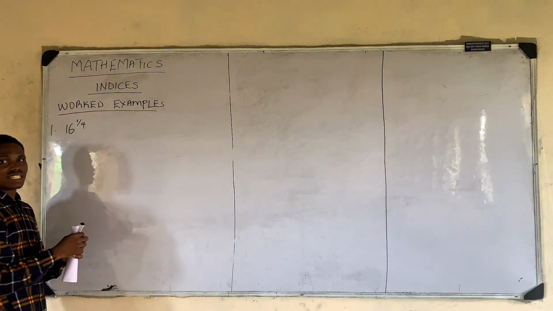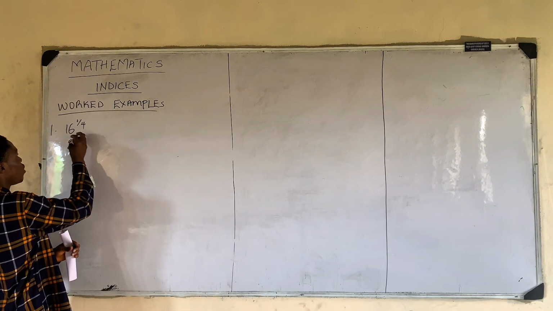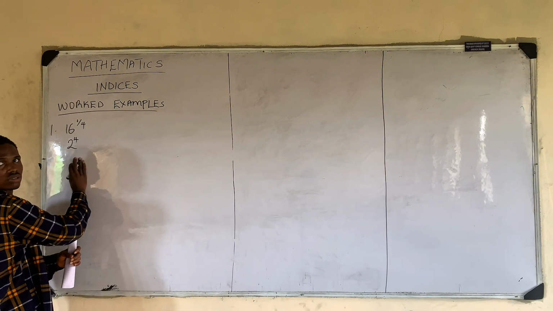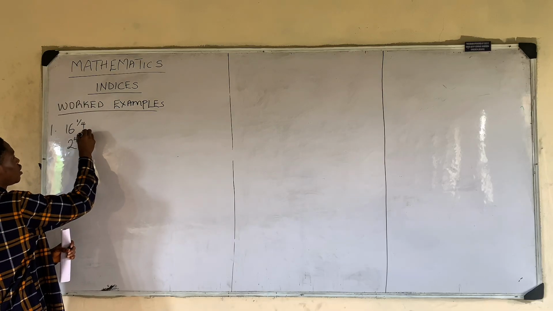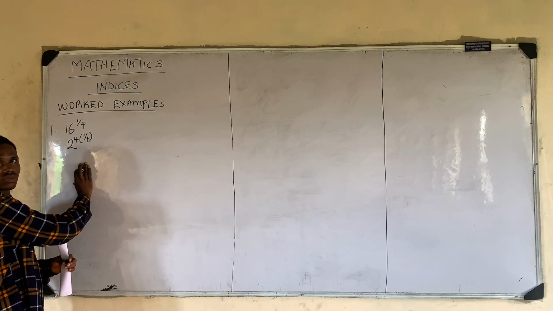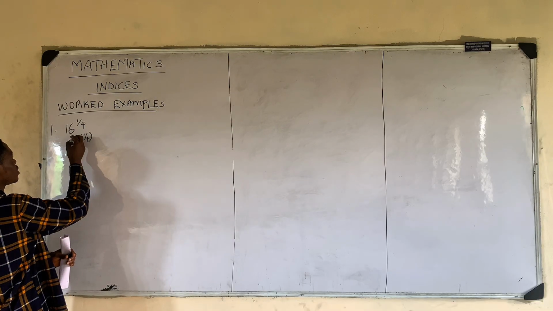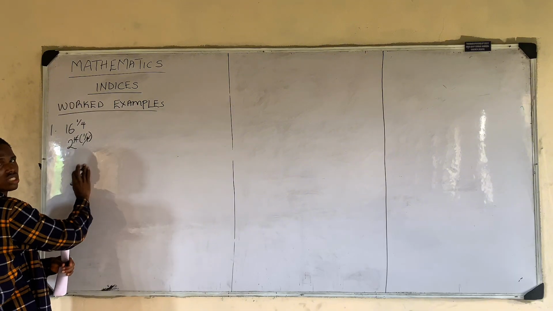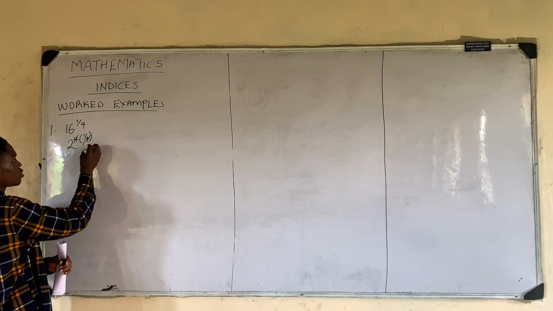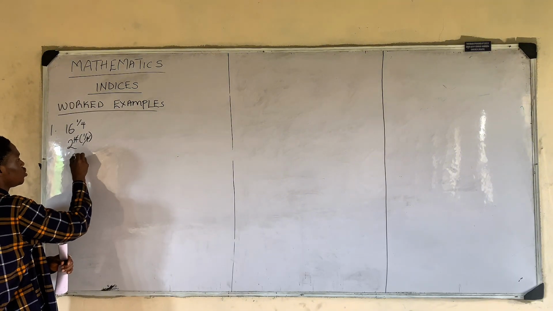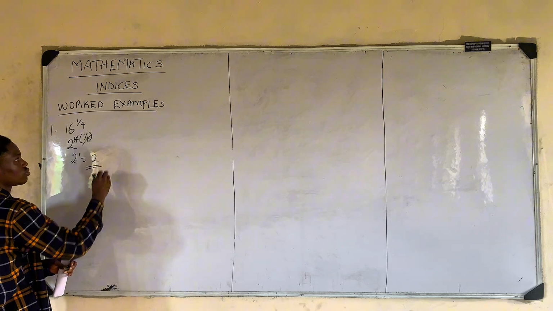You remember what prime numbers are, right? Those numbers that can be divided by 1 and itself are prime numbers. So reducing this 16, we have 2 to the power of 4, bracket 1 over 4. Now what happens here? This 4 cancels this 4, and you are left with 2 raised to the power 1, which is equal to 2.